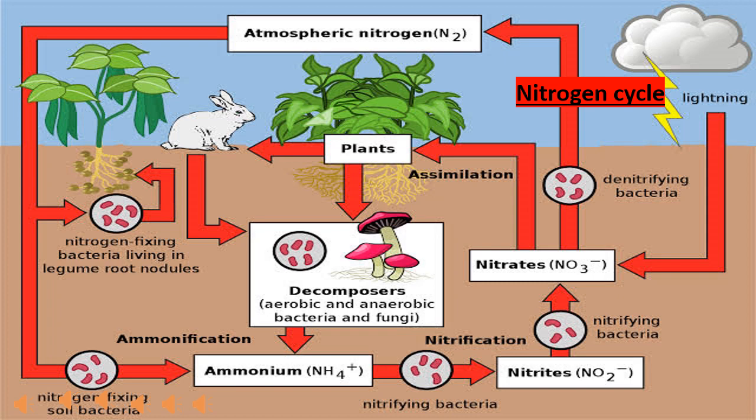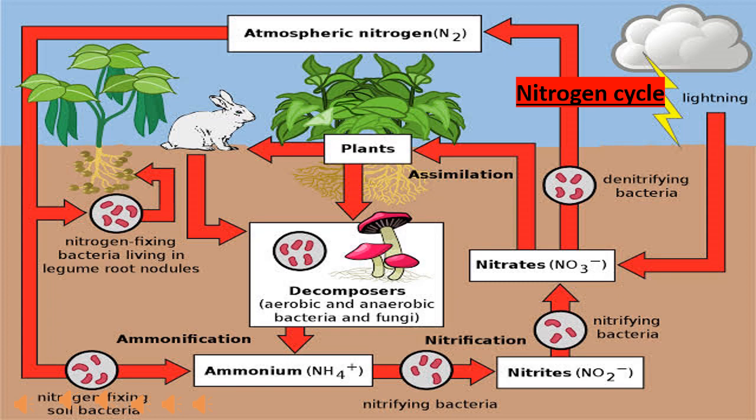Assimilation. Plants take in the nitrogen compounds from the soil with the help of their roots, which are available in the form of ammonia, nitrate ions, and ammonium ions, and are used in the formation of plant and animal proteins. This way, it enters the food web when the primary consumers eat the plants.